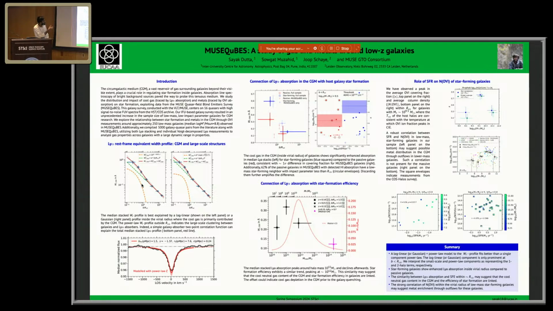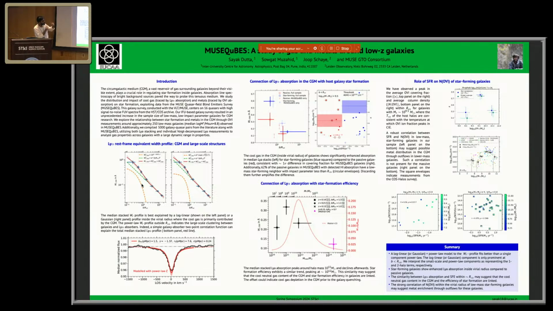We find significant enhancement in the Lyman alpha absorption for the star-forming galaxies as compared to the passive galaxies inside the virial radius, and it's consistent with both stacked measurements and individual Voigt profile fitted column density measurements. We also see, as a function of halo mass, the Lyman alpha absorption profile shows a similar trend to the star formation efficiency. Both of these quantities peak at a certain halo mass and then decrease onwards, although the peaks take place at different halo mass regimes.